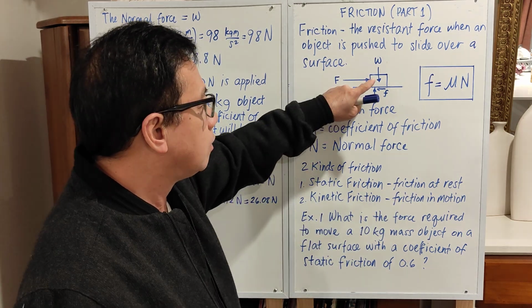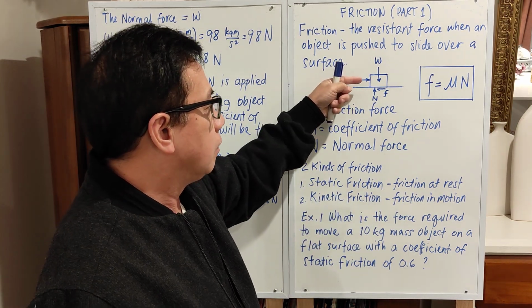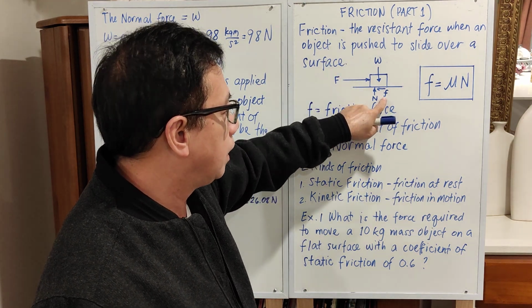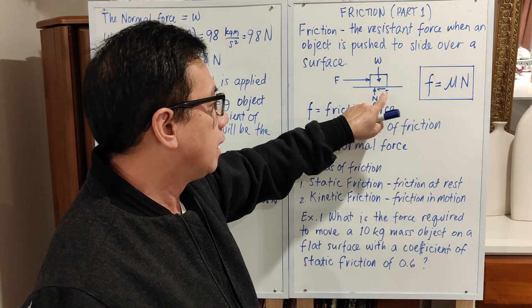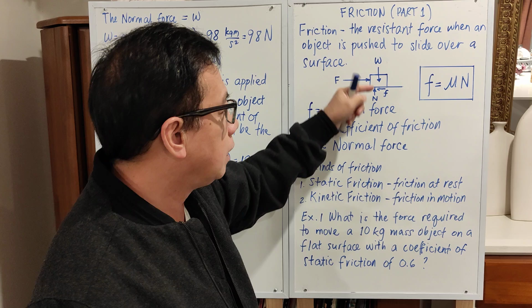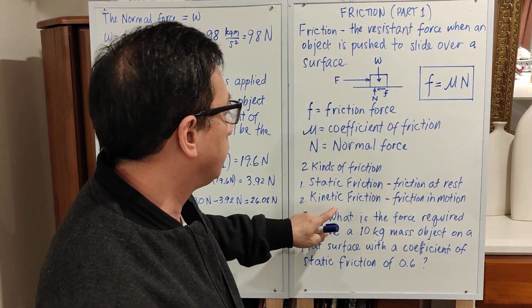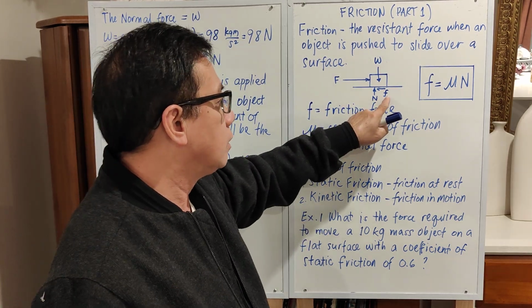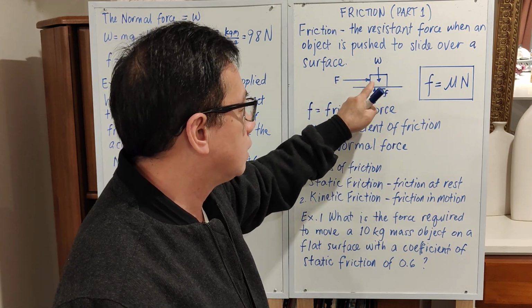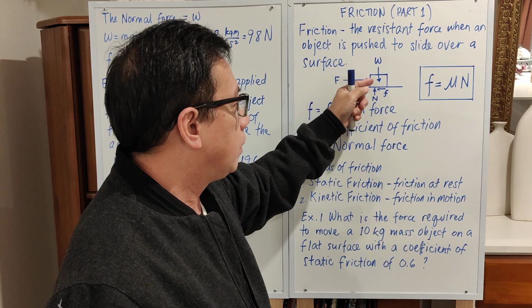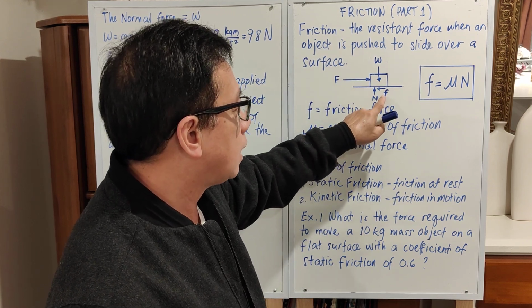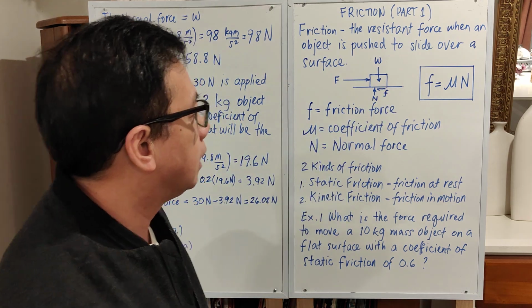For example, we have this object. We are pushing it horizontally. So, the friction will be static friction. When the object starts moving, the static friction will be replaced by kinetic friction. So it will initially be harder, but once it's moving, it will be easier to push because the static friction is replaced by kinetic friction.